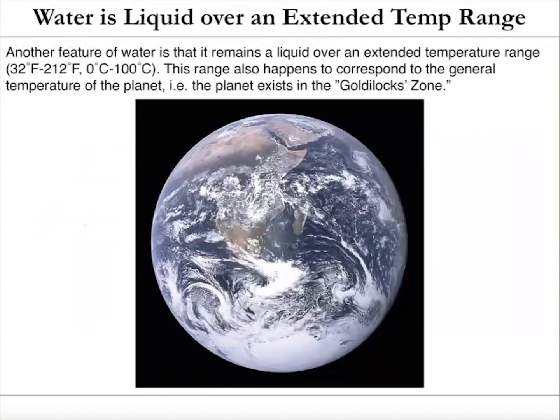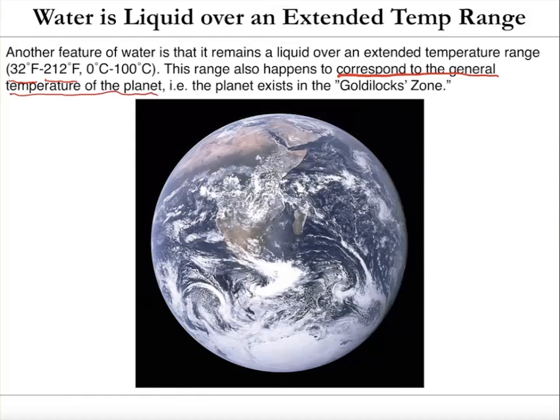Another really important feature of water is that it remains liquid over an extended range of temperatures. Those hydrogen bonds between water molecules are weak interactions, but because water is so concentrated, all those weak interactions add up, and it makes water very stable as a liquid. So water remains a liquid over an extended temperature range. It freezes at 32 degrees Fahrenheit and then boils, turns into a gas, at 212 degrees Fahrenheit. This range happens to correspond to the general temperature of the planet Earth.